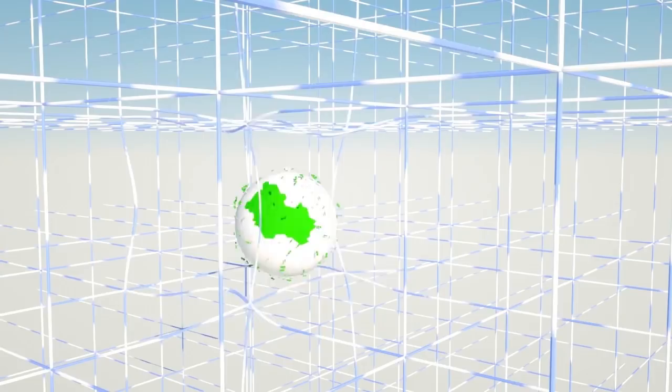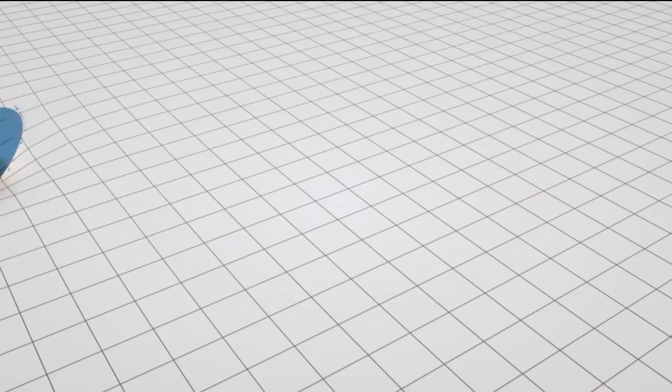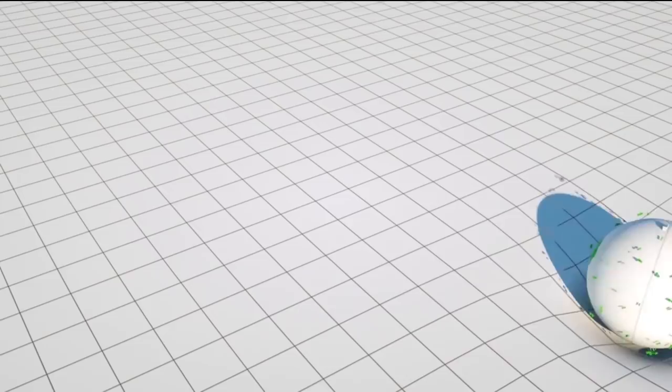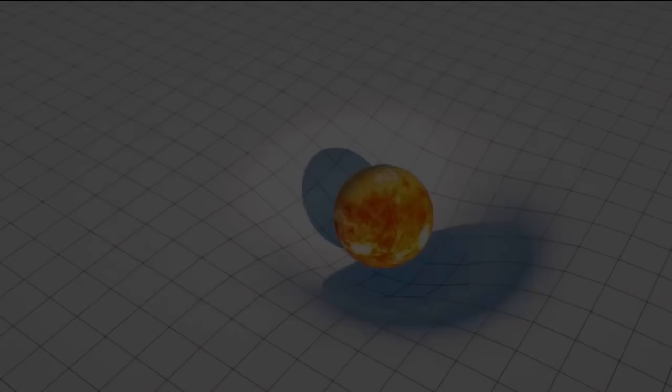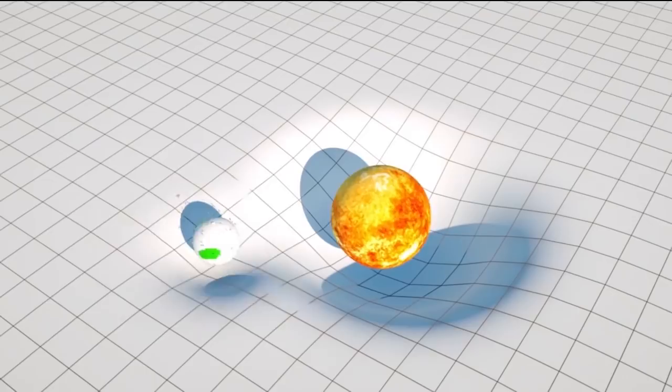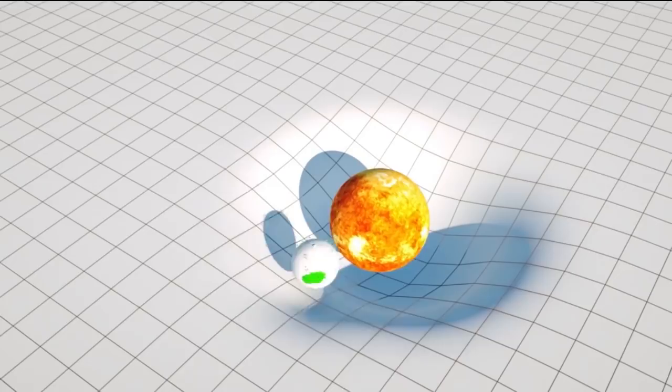To see what that means, just have a look at the animation playing here. So if there is no other object in space-time, then the Earth will move in a straight line. But if there is any massive object like Sun, the curvature in space-time caused by Sun will cause the Earth to change its direction of motion. This effect was considered as gravitational force by Newton.